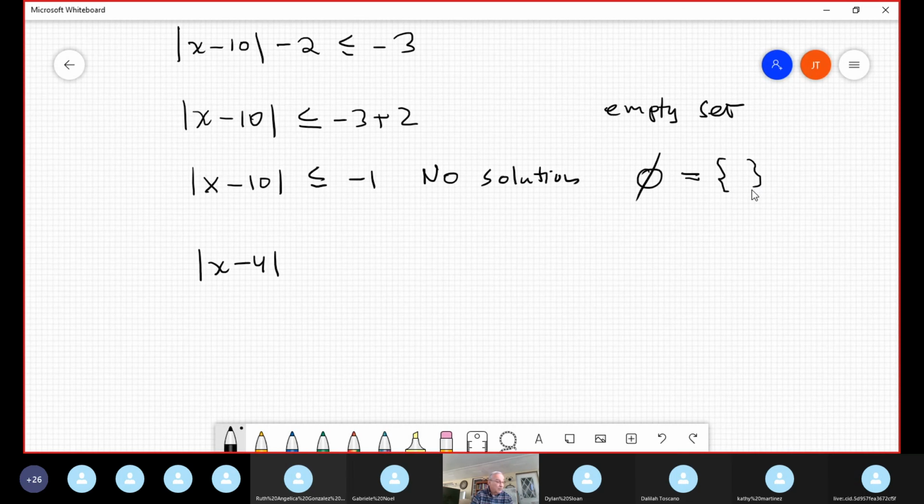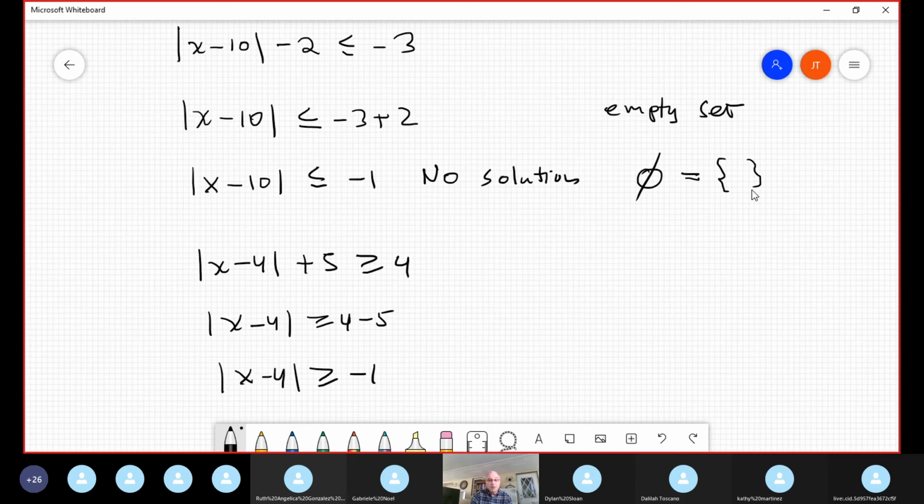Okay, but be careful, we have that situation. Absolute value of x minus 4, plus 5, greater than or equal to 4. In that case, again, you isolate the absolute value, no problem, I understand. Entonces, greater than or equal to 4 minus 5, que es negative 1. Greater than or equal to negative 1.